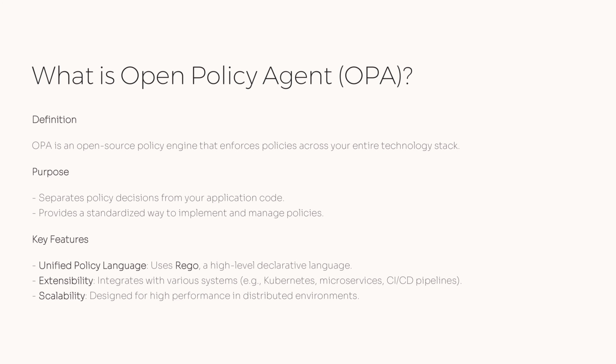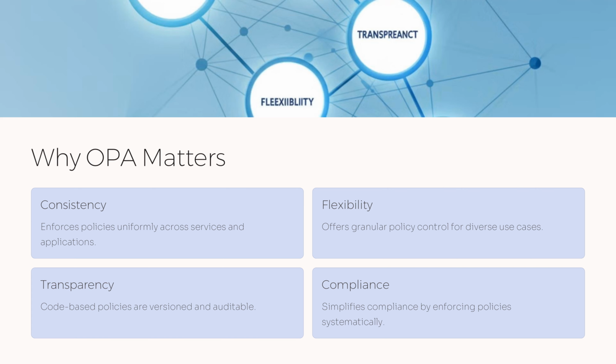Moreover, OPA's extensibility allows it to integrate seamlessly with a diverse range of systems such as Kubernetes, microservices, and CI/CD pipelines. It's also built to handle high-performance demands in distributed environments, providing scalability for complex IT landscapes. By adopting OPA, organizations can streamline their policy management processes, ensuring they are consistent, transparent, and aligned with security and compliance needs.